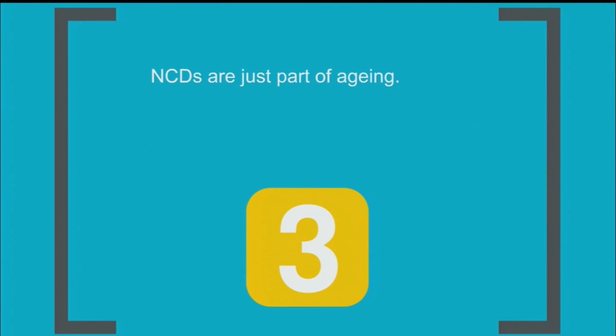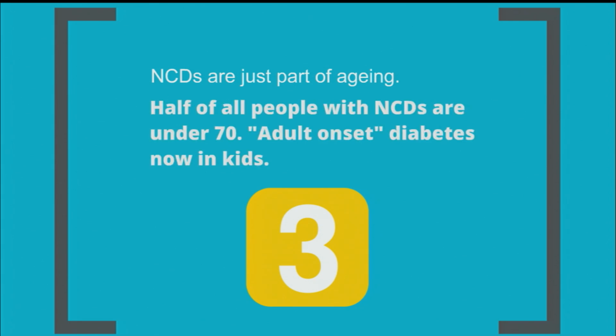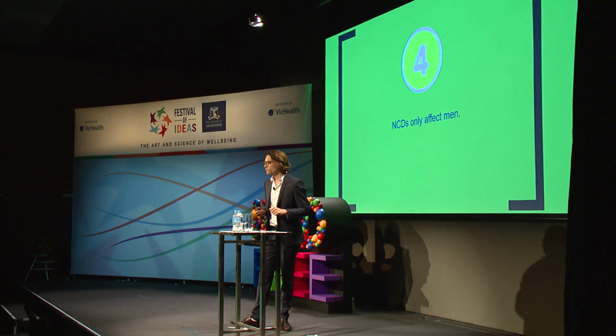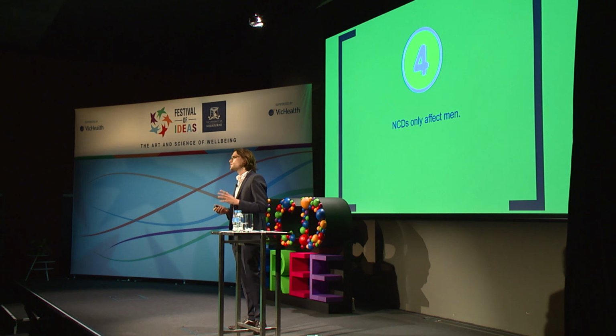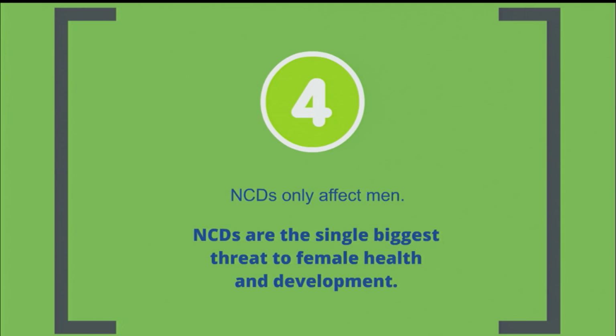Myth number 3, NCDs are just part of ageing. I hear this all the time as well. Oh, we've got to die of something, it's just part of ageing. This is simply not true. Half of all NCDs globally today occur in people under the age of 70. I wouldn't call that just a part of ageing. And adult onset diabetes is no longer called adult onset diabetes because we're seeing it in children. Number 4, NCDs only affect men. This is also not true. NCDs are the single biggest threat to female health and development on our planet today. And we'll hear more about this later from one of our speakers.